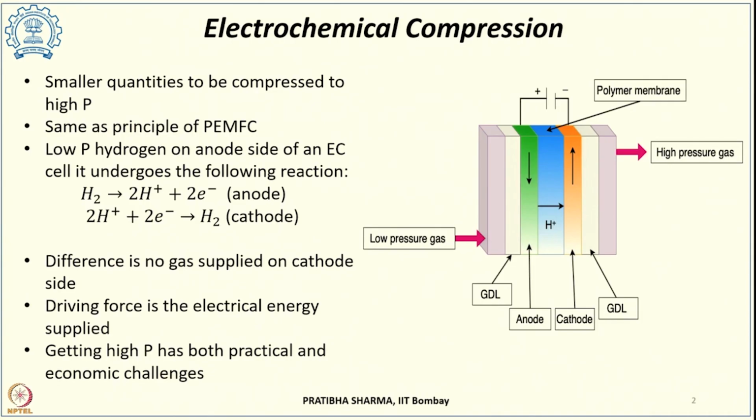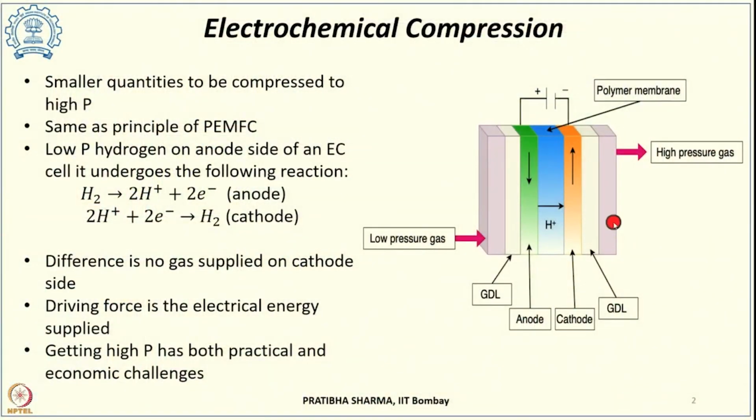The major difference of an electrochemical compressor from a polymer electrolyte membrane fuel cell is that gas is not passed onto the cathode side. So there is no gas flow onto the cathode side, so that the reaction of hydrogen with oxygen to produce water, which used to occur in a polymer electrolyte membrane fuel cell, does not occur here.